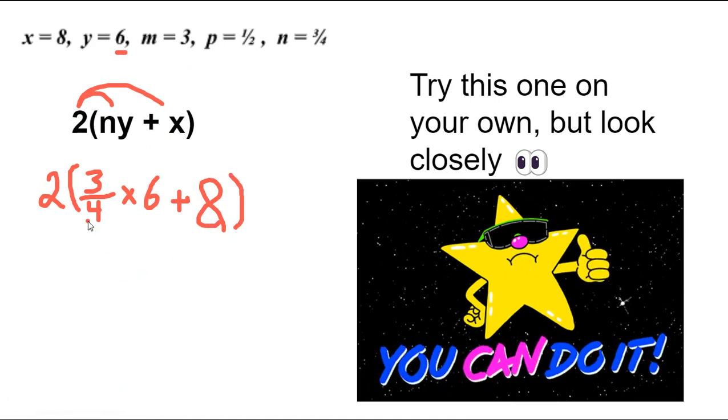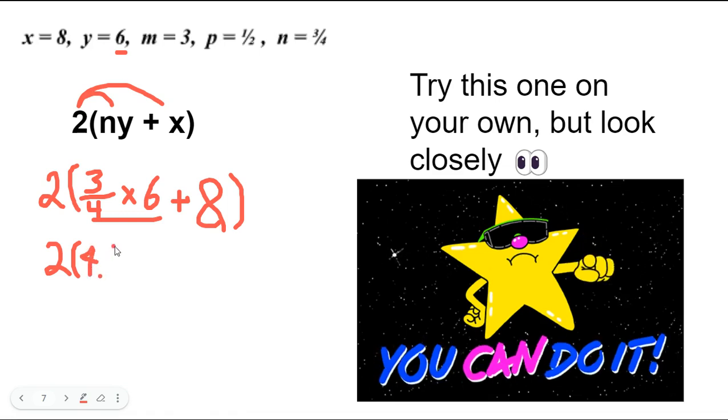Okay, so first thing I'm going to do is 3/4 times 6. Let me actually do this on my calculator off to the side. That gives me 4.5. So now I have 2, and let me underline it, 4.5 plus 8.